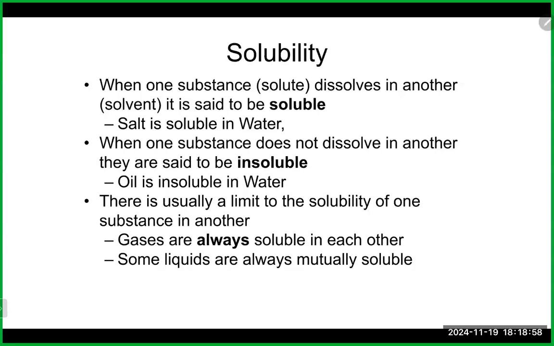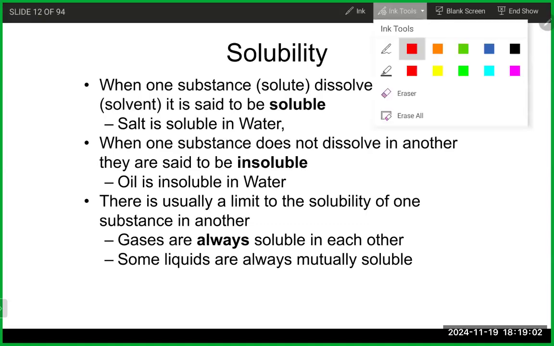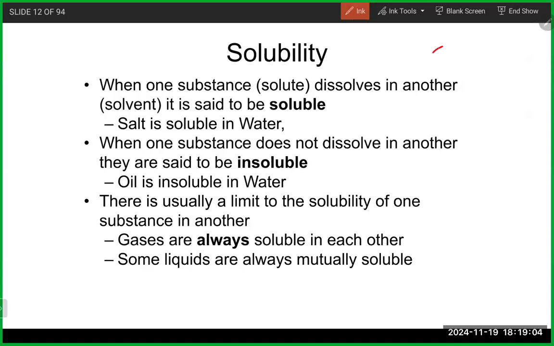Gases are always soluble in one another, and when we talk about gases, gases are basically flying around. So just by that notion, they are constantly mixing with each other because they're flying around. So they are definitely mixing with each other. Some liquids are also mutually soluble in each other.